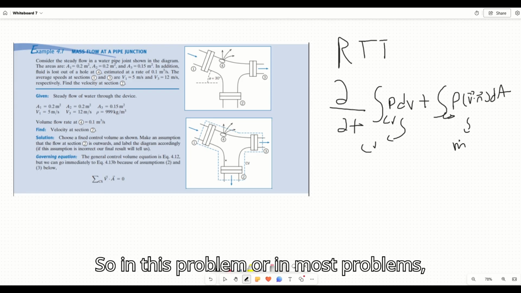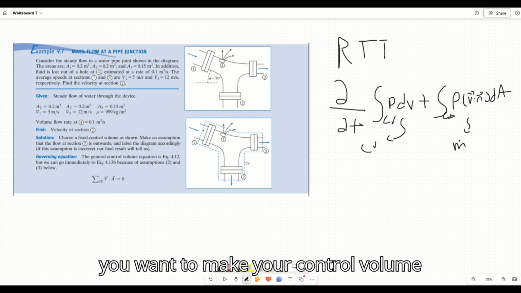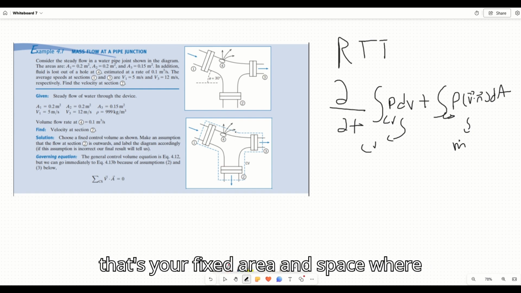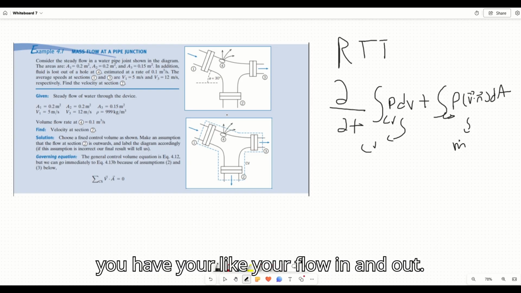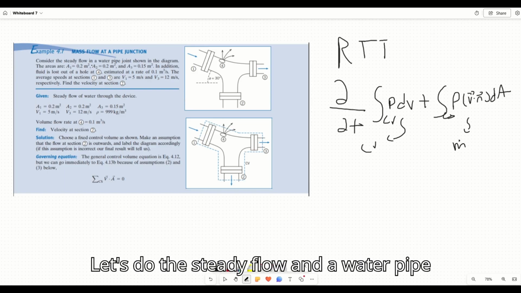So in this problem, or in most problems, when you use Reynolds Transport Theorem, you want to make your control volume. That's your fixed area in space where you have your flow in and out. So let's take a look at this problem. Consider the steady flow in a water pipe to an addition.